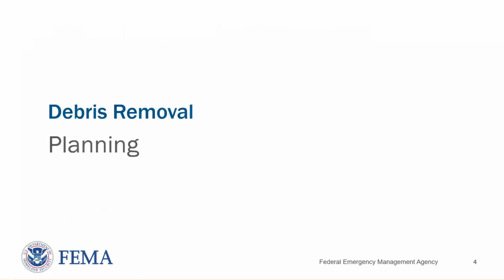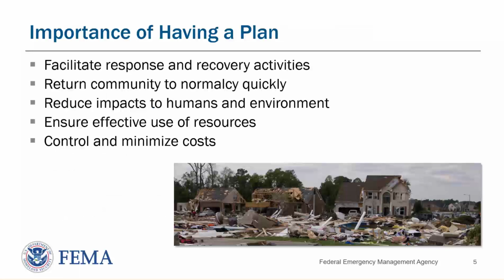So let's jump into planning. The importance of having a plan. Failure to plan is planning to fail, right? You really want to make sure you have a plan because that facilitates your recovery. It helps your community members get back into the swing of things quicker. Students can return to class if we're in normal operating environments. People can return to their jobs if the debris is removed from the roadway or the university. Helps the community return to normalcy more quickly. Having a plan also helps reduce impacts to humans and the environment.